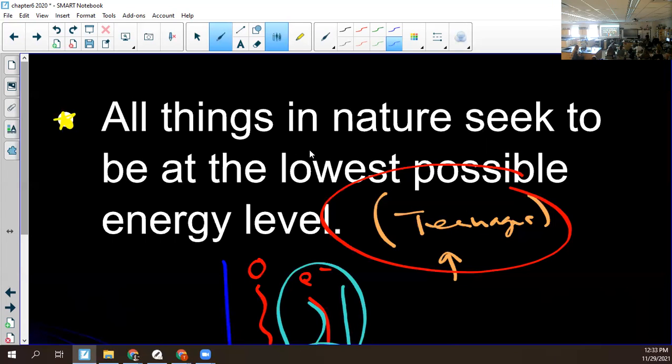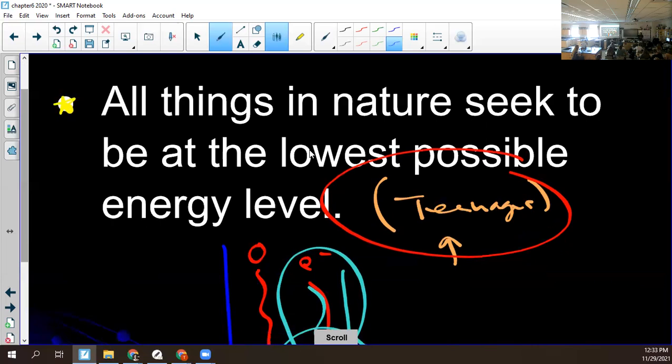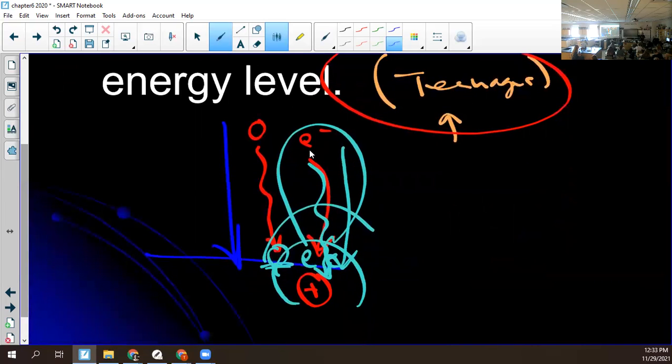All right. Now, everything in nature wants to be at its lowest possible energy level, just like you guys. You don't want to do more work than you have to. Neither does an electron, which means its negative lazy butt wants to be close to what? The positive. So in our world, gravity keeps us down. Right? I'm lazy. I lay down.